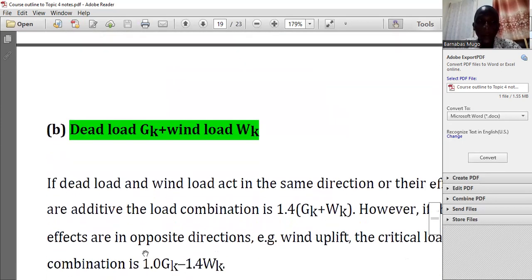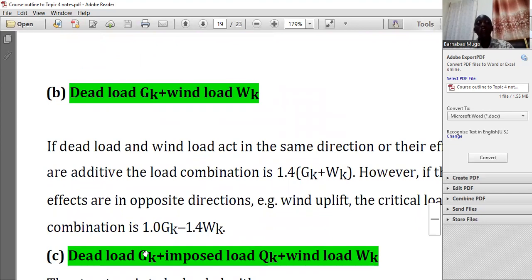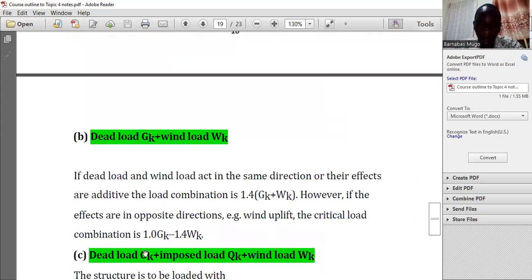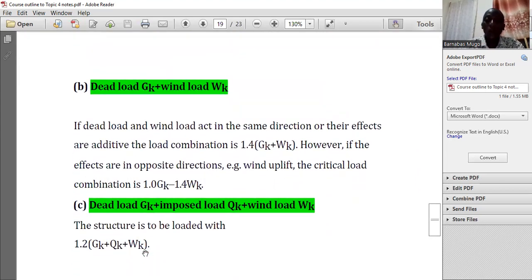Then from there, you can have the dead load GK and the wind load WK, that is the wind. If the dead load and the wind load act in the same direction, as you can see, or their effects are additive, the loading combination is 1.4 GK plus 1.4 WK. That is the formula that you use to calculate the design load in case of the dead load and the wind, the combination of the two.